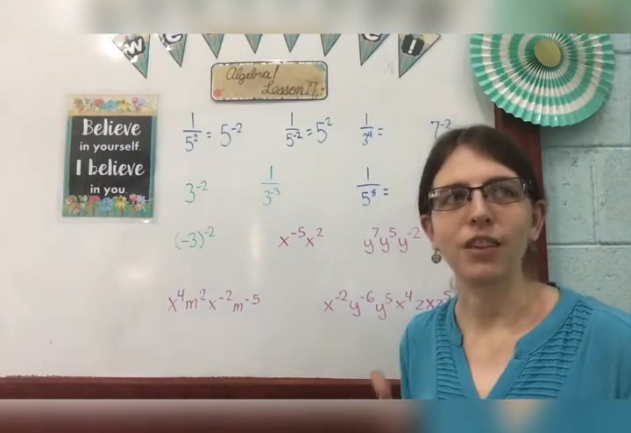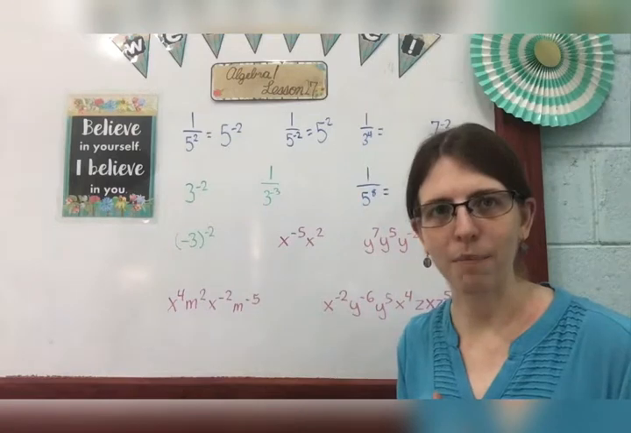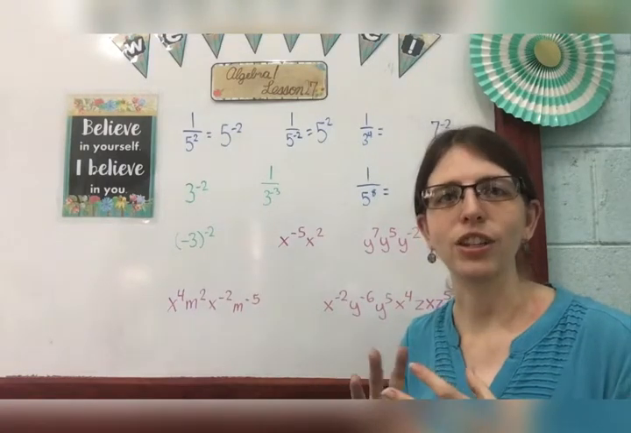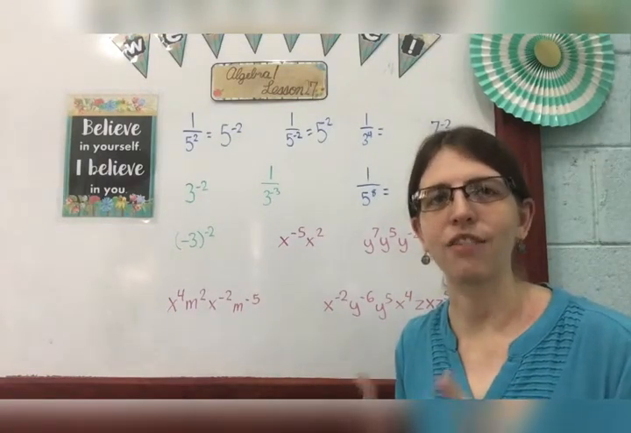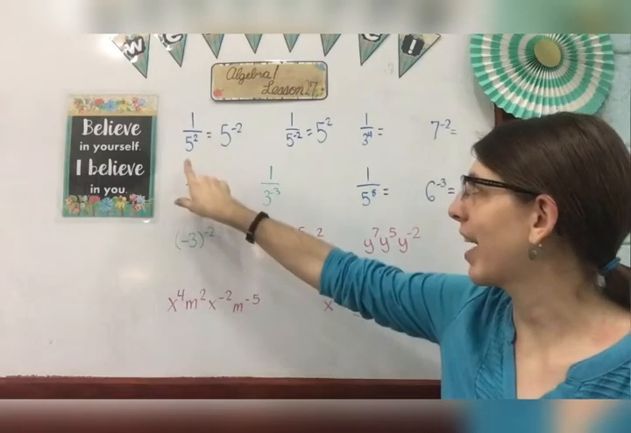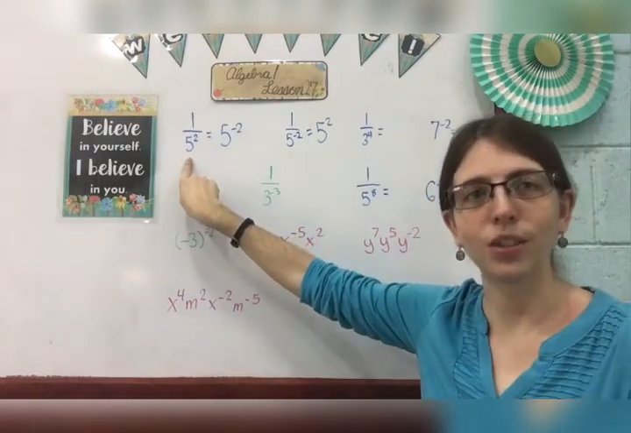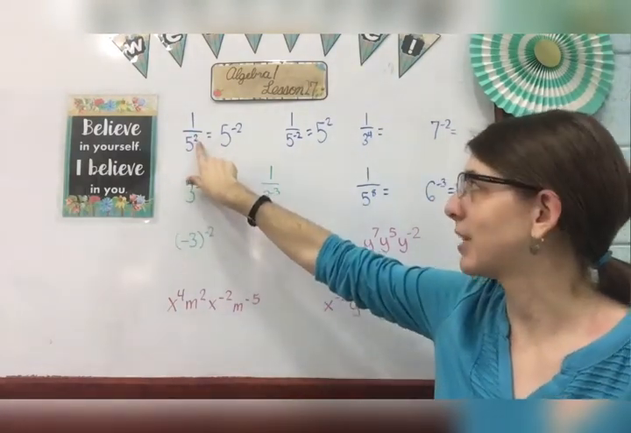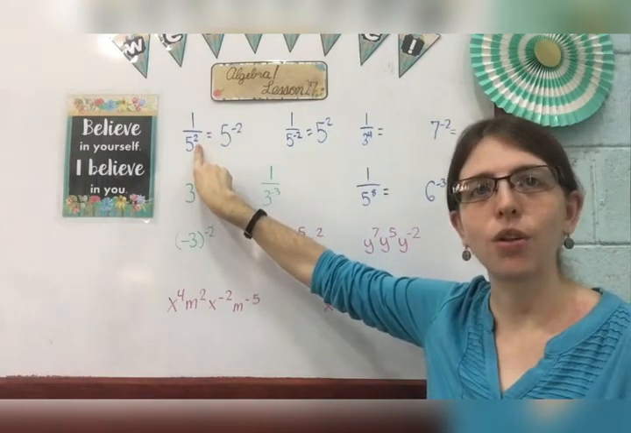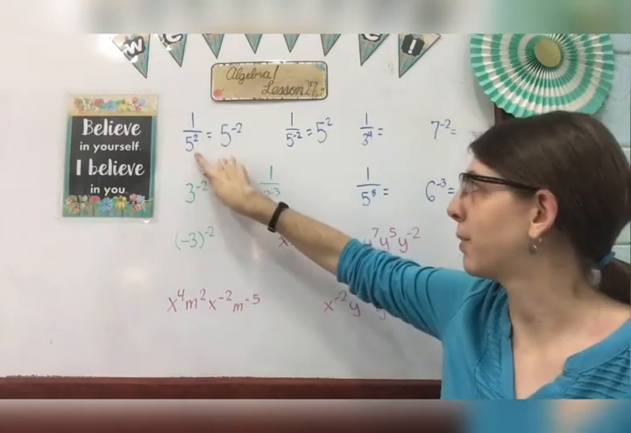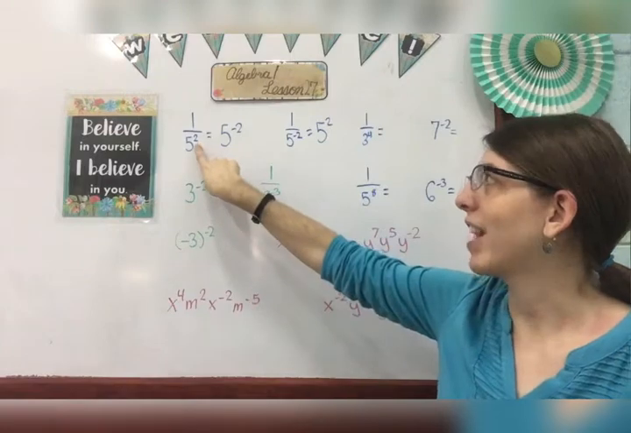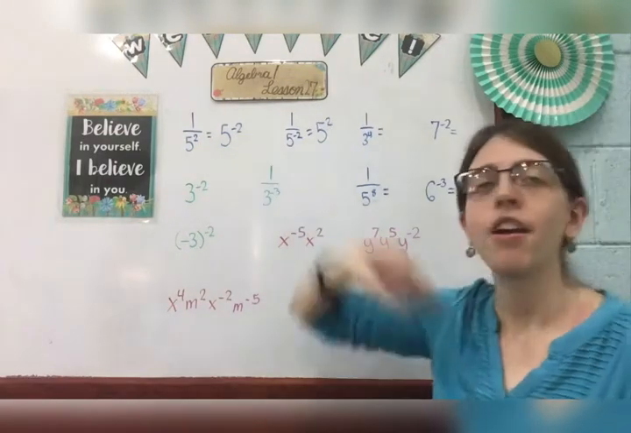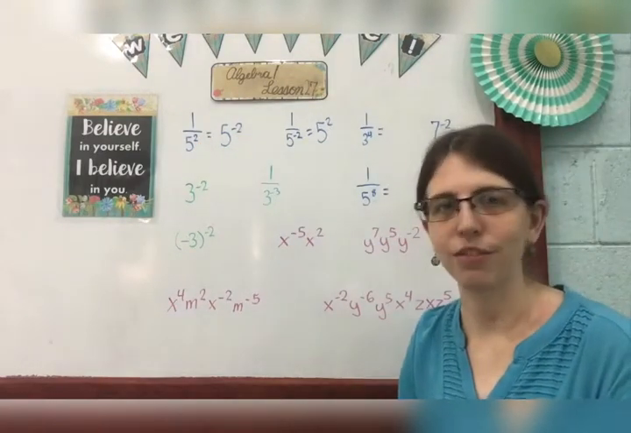You can find the reciprocal of any number with an exponent as long as you change the sign of the exponent. So here I have 1 over 5 squared. The sign of my exponent is positive. So the reciprocal would be to put the 5 in the numerator, and then I change the sign of my exponent from positive to negative.